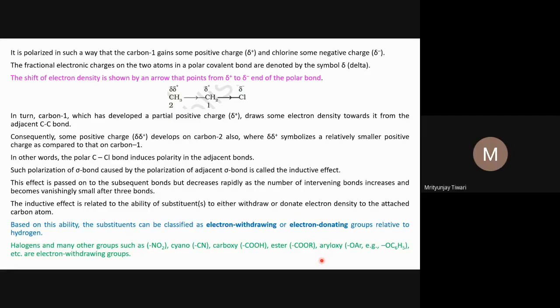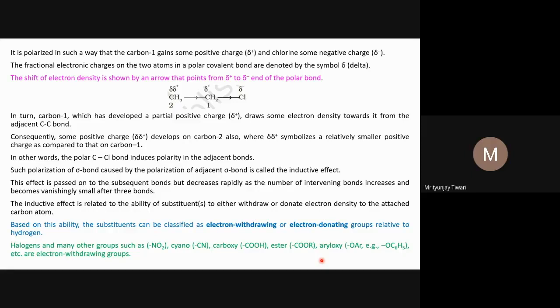Alkenes: the alkene group is a C double bond C, for example CH double bond CH2. This group is called the vinyl group. CH double bond CH2 is called the vinyl group. This vinyl group is also an electron withdrawing group.